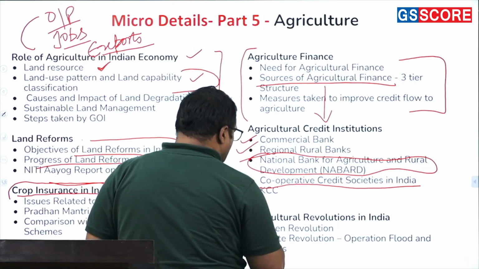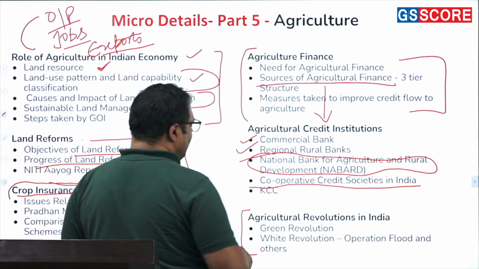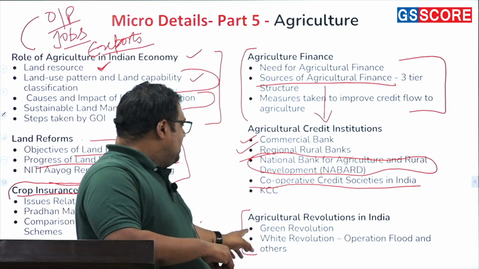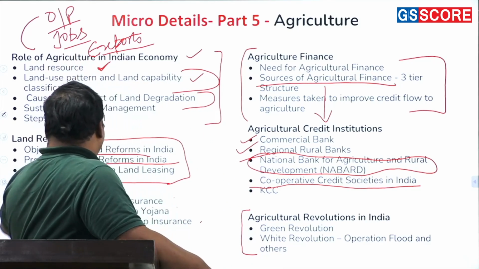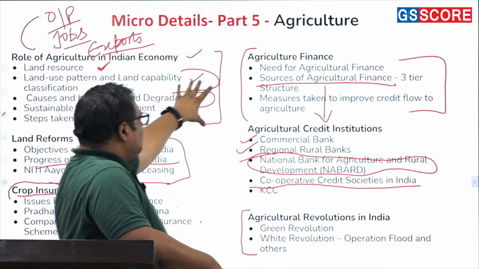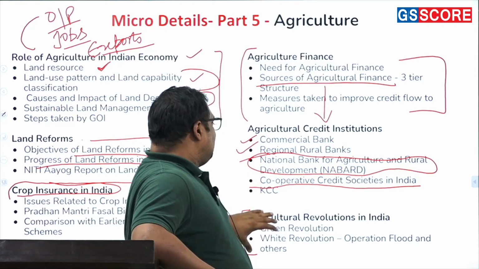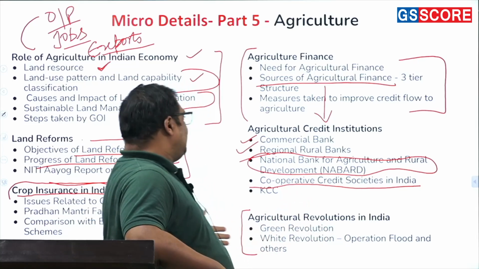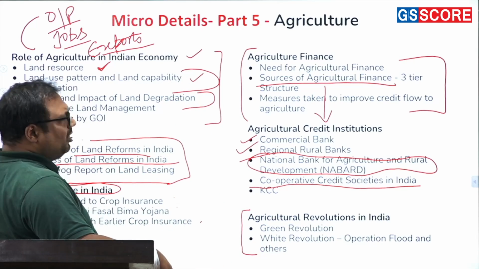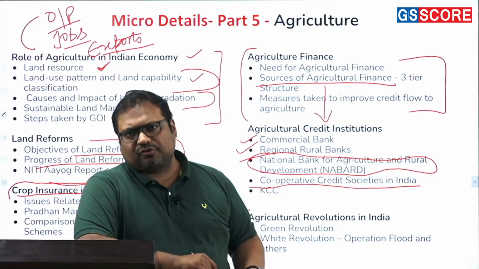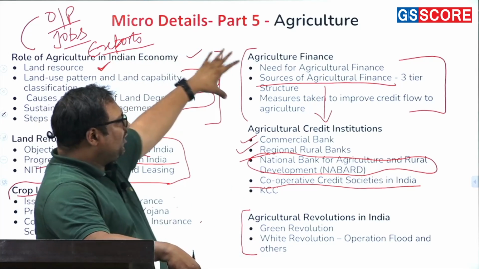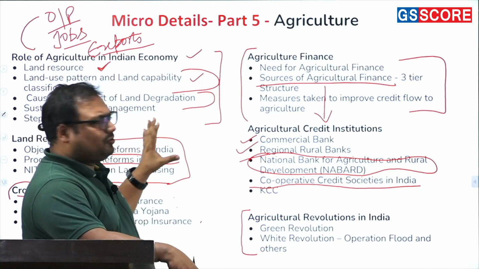Then we have a topic of agricultural revolutions in India. This is related to production. So far, largely we are in production only. We have not left the production aspect. Financing is also a production aspect. The agriculture revolution is also related to production. The land reforms and insurance are also mostly about production. So far we are looking at the production aspects in agriculture.